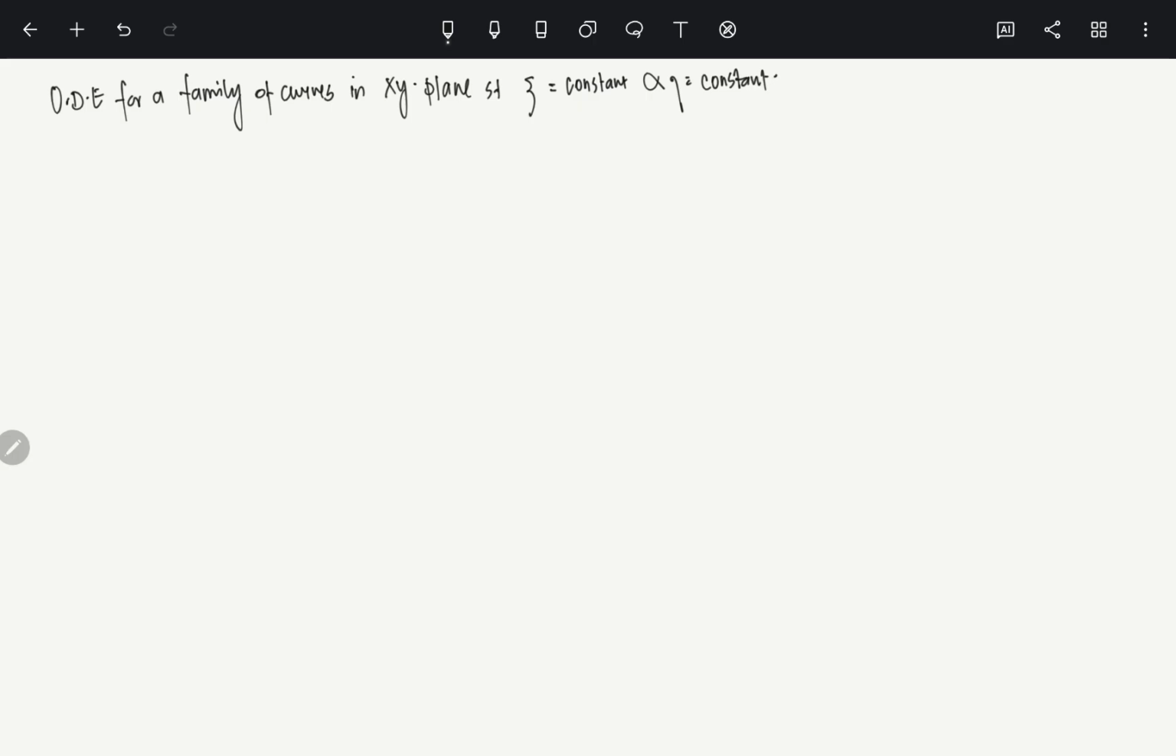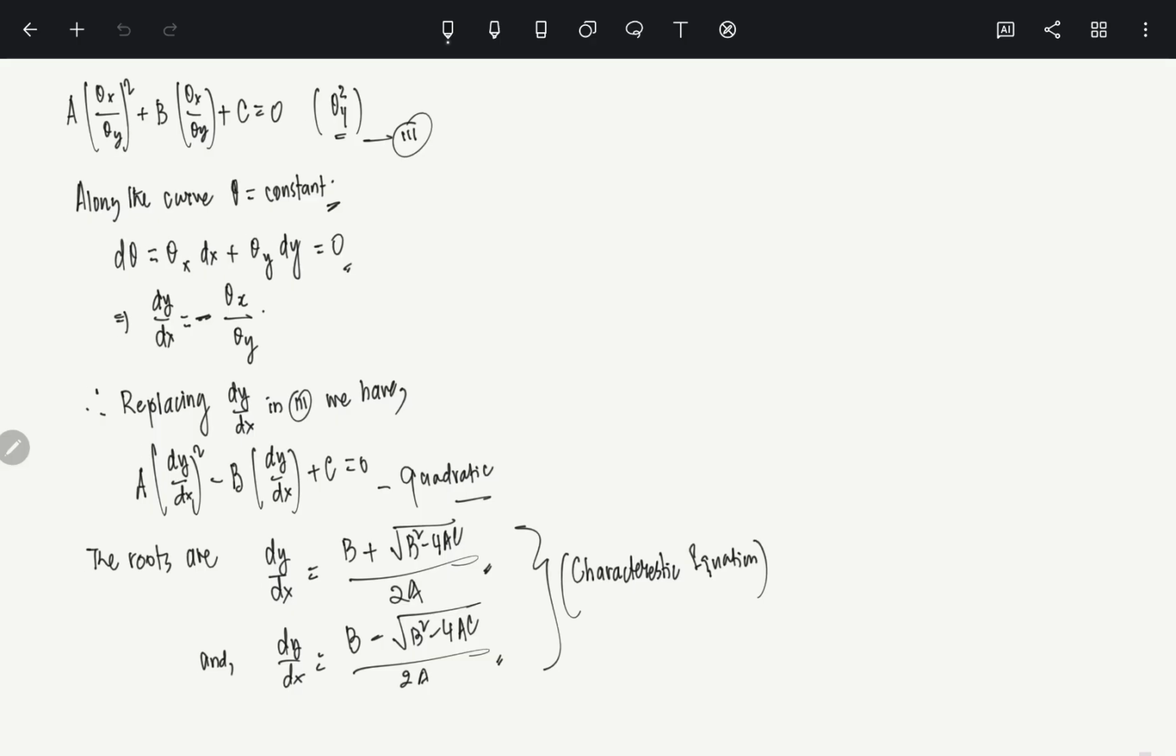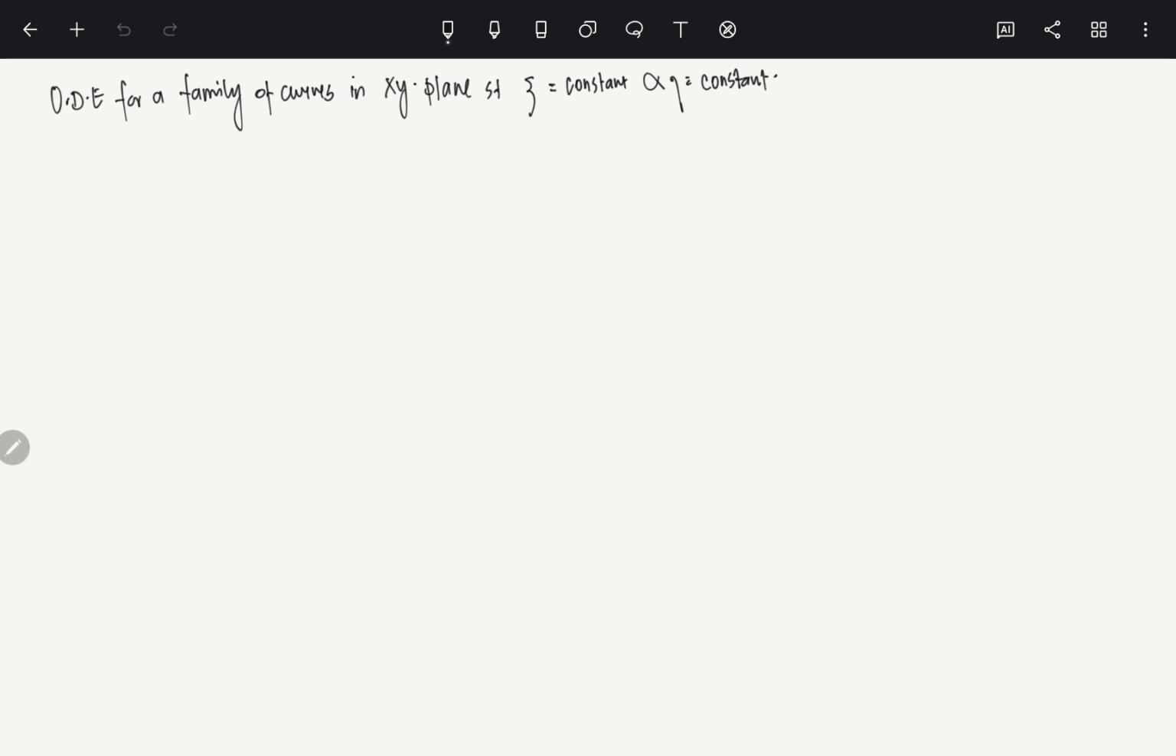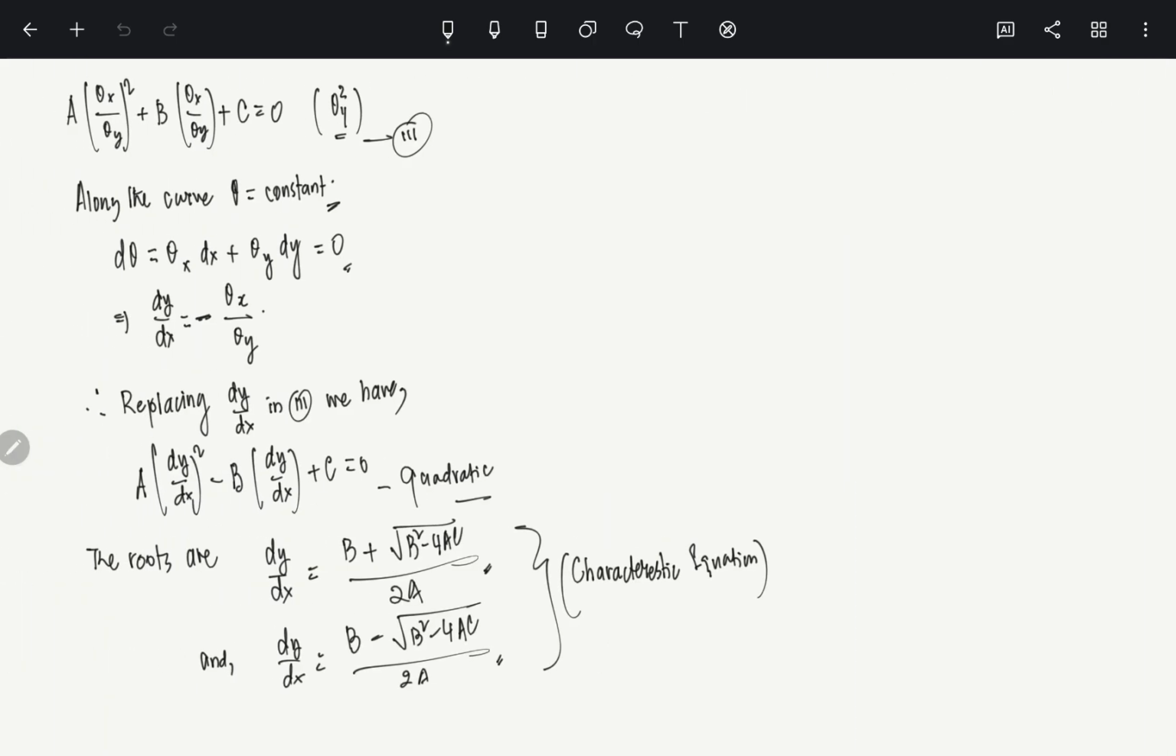Essentially, these two equations, the characteristic equations, what do they actually model? They represent a family of curves in the xy plane, because this is all in xy. And what is the property of those curves? The curves are such that xi and eta are going to be constants. Those curves, the integrals, are called the characteristic curves. So you can think of them as the solutions.